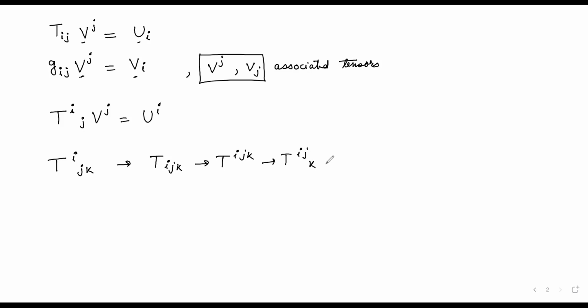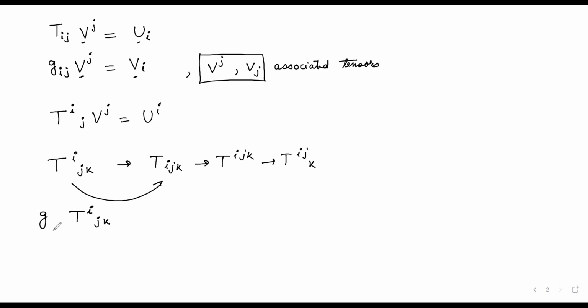Metric tensor, raising and lowering. Say, for example, I want to start with this and come to this, what do I do? T I J K. So I want to bring this upper index I to the lower index. Okay, then let us use the metric tensor. Since I want to bring it lower, this should be summed over.